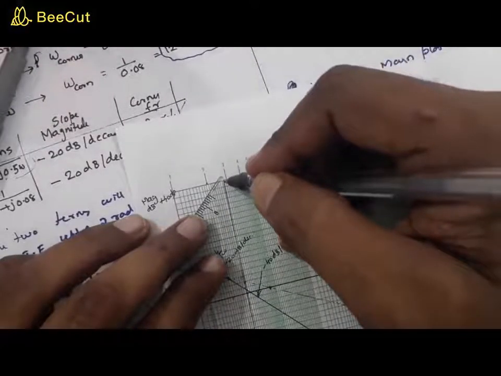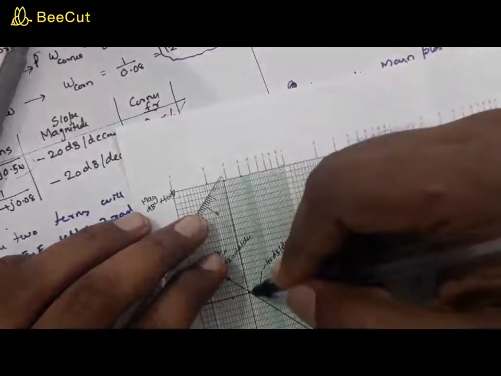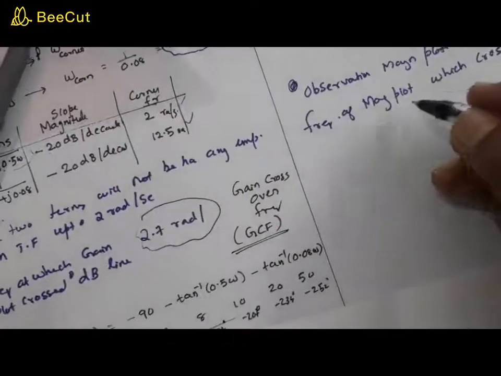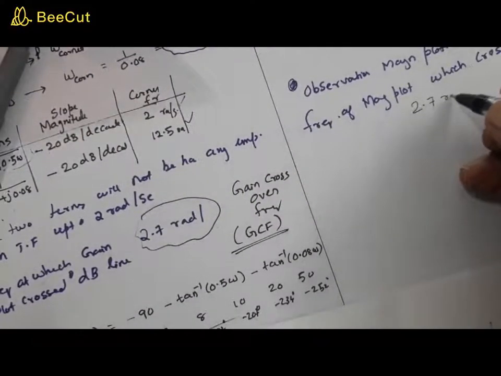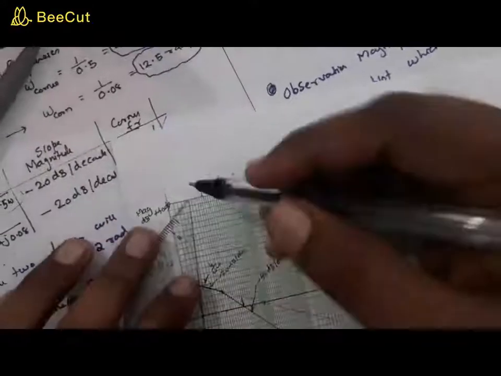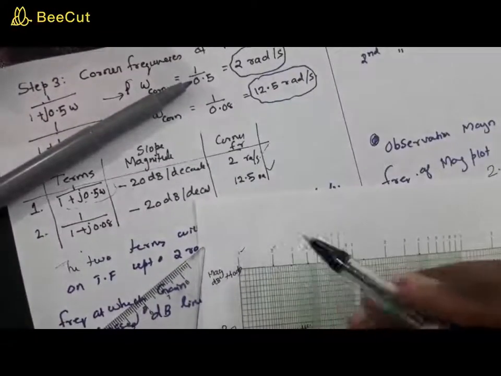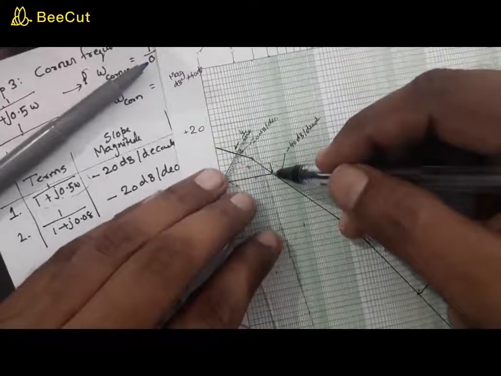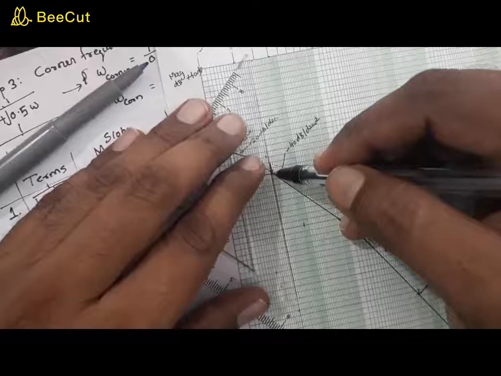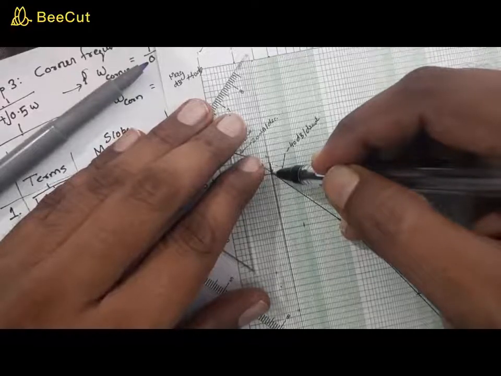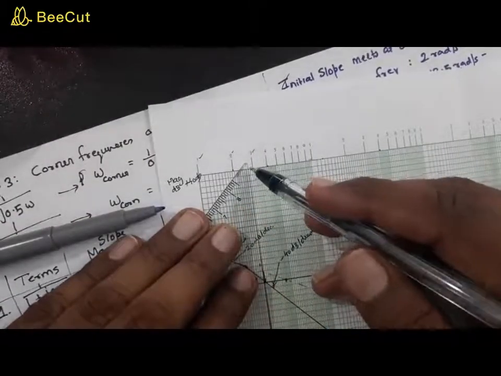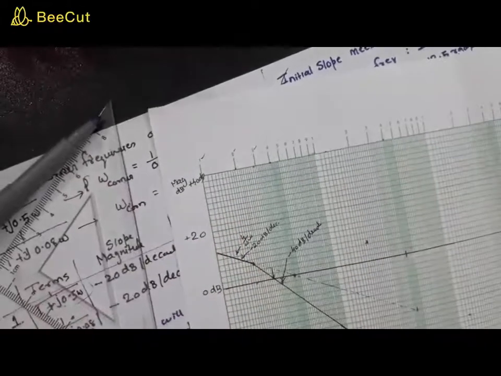When you go through that, you can see that this is 2.7 radians per second. Now why is this 2.7 radians per second? This is 1 radian, this represents 2, this represents 3 radians. So the value comes in between 2 and 3. If you carefully draw, you will be able to get the exact value. When you note it, it will be the 7th division. So this is 2.7 radians per second.